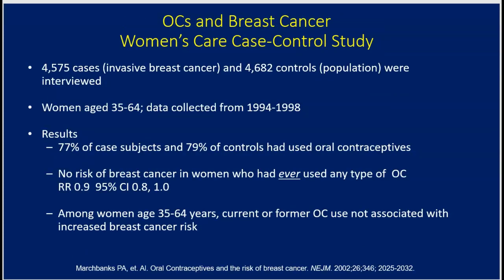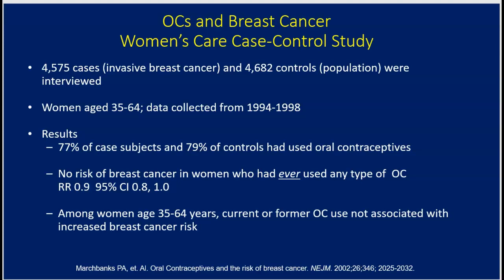Another study, which came out a few years later in 2002, was a large case control study funded by NIH and the CDC. And this included over 4,500 cases of invasive breast cancer and over 4,600 controls, which were population-based controls. And all of these individuals were interviewed. The breast cancer cases were from the so-called SEER cancer registries. The women were aged 35 to 64, and the data was collected between 1994 and 1998. Overall, about 77% of the cases and 79% of the controls had used oral contraceptives.